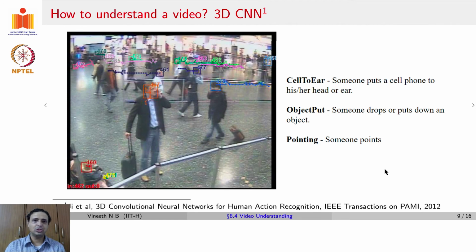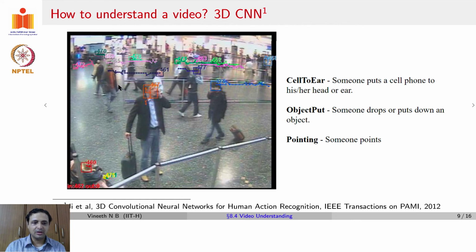Using this kind of an approach, they could show that you could perform action recognition. Certain actions that they had in the dataset was to check if there was a cell to ear action where someone puts a cell phone to their ear, or to find an action where somebody left behind an object in a public environment, or when someone points to another person.